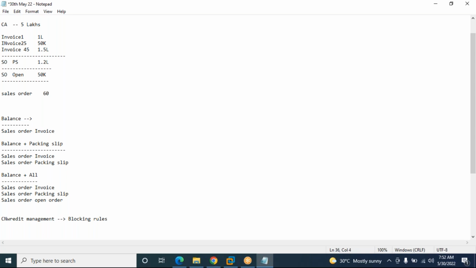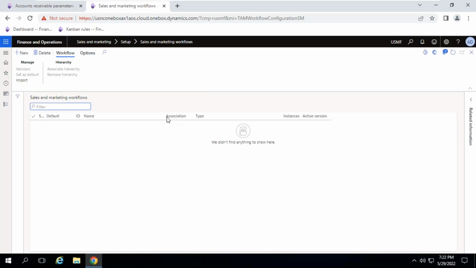But these blocking rules are the new credit management that was introduced by Microsoft. Actually, I would call it blocking rules, not credit management. It is not credit management, it is blocking rules. What do these blocking rules mean? Let us understand.